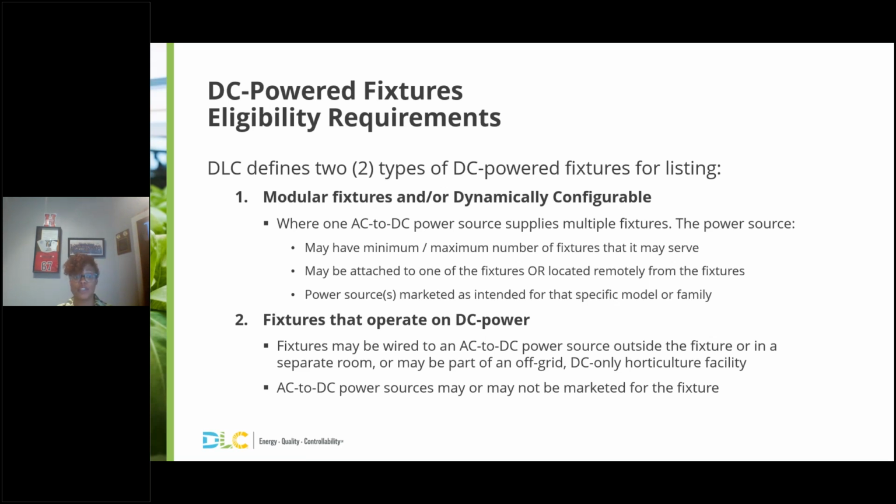The second type of fixture is products that operate on DC power. What's a little different from these is that they might not have a specific power source that's necessarily associated with them. These fixtures may be wired to an AC to DC power source outside of a fixture in a separate room, or may be part of off-grid DC only horticulture fixtures. An AC or DC power source may or may not be marketed for this type of fixture. So that's the main difference. These types of fixtures may not have a power source marketed with them.